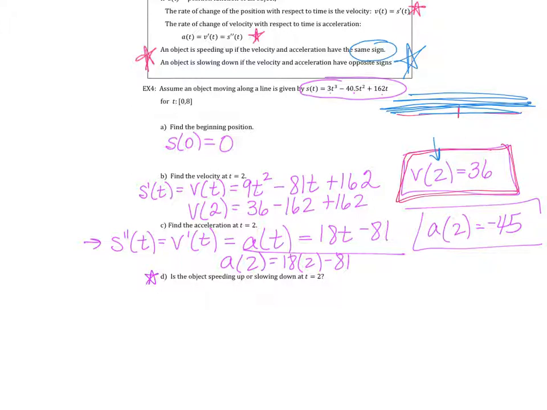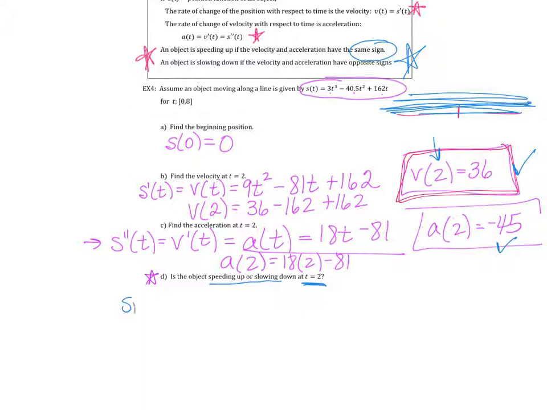So the key is, when they ask you about speeding up or slowing down, write really big somewhere in your notes, you have to look at both velocity and acceleration. You cannot just look at velocity, and that's what people tend to do. They say v of 2 is positive 36, so it's speeding up. That's not correct. And even if it was speeding up, they would not give you credit because you don't have the right reason. Notice they ask you at t equals 2, which is nice because we already figured that out. The velocity at 2 was positive 36, and the acceleration at 2 is negative 45.